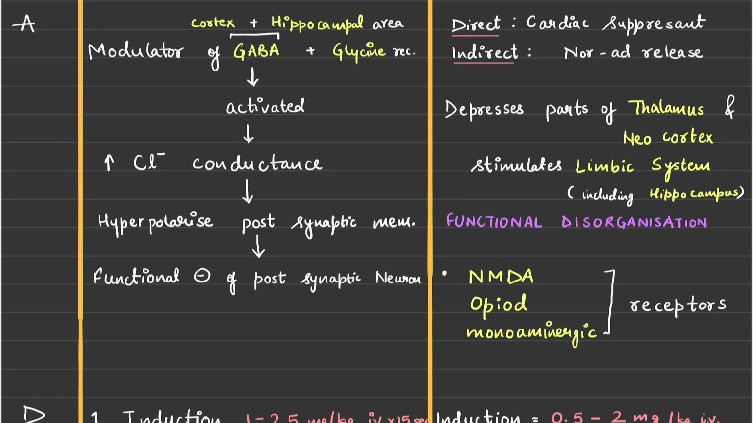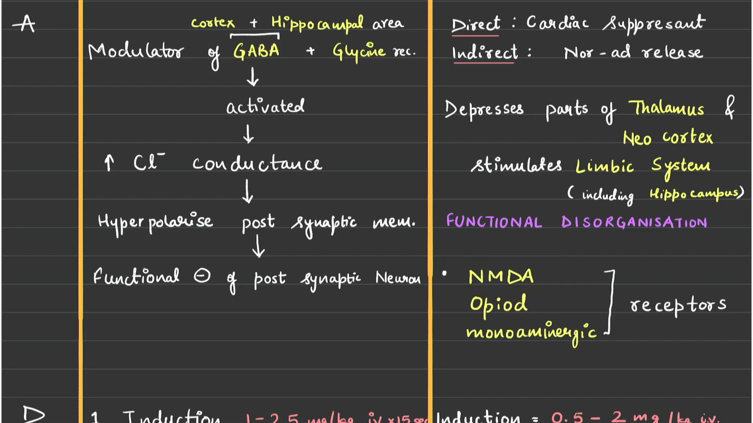Then there is functional disorganization or dissociative anesthesia, which is seen with ketamine, which is, it depresses some parts of the brain and stimulates some parts of the brain. It depresses the thalamus and neocortex and stimulates the limbic system, including the hippocampus. It leads to a state known as dissociative anesthesia, where the patient thinks that he is separate from self or separate from body.